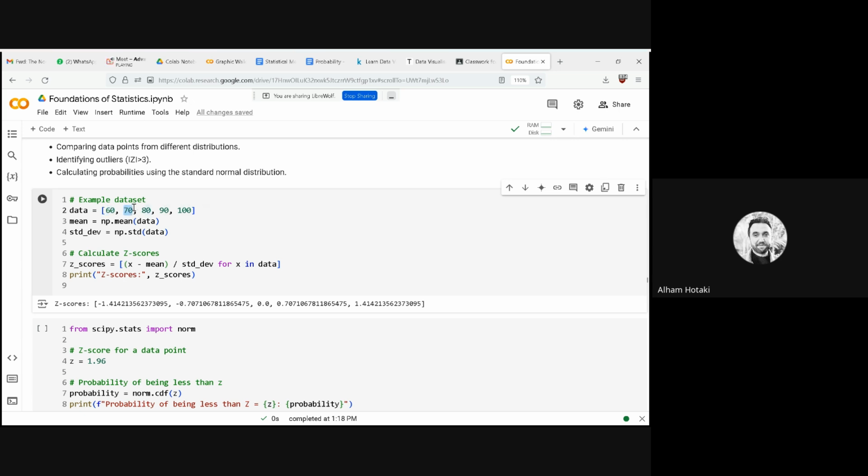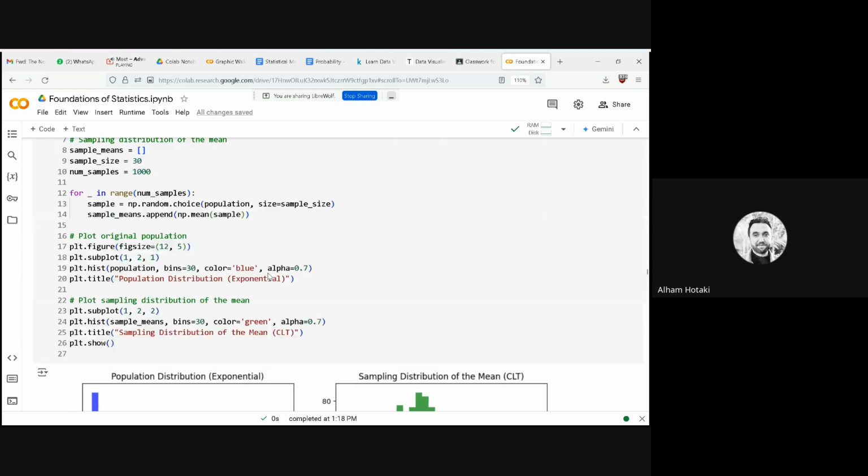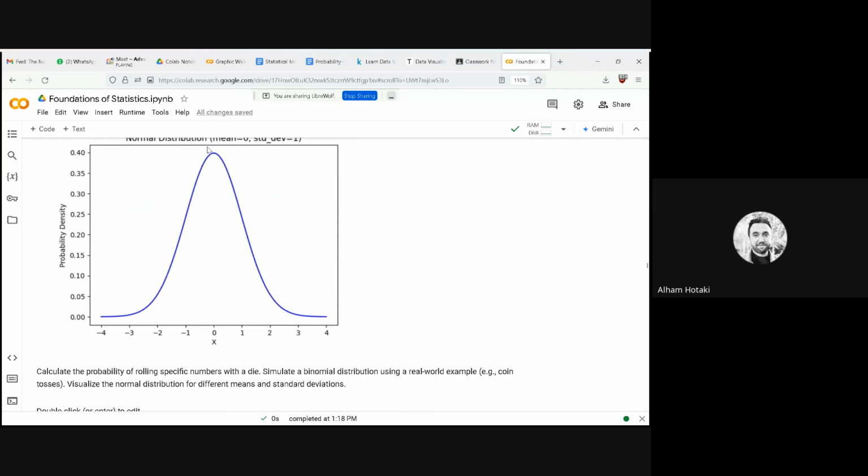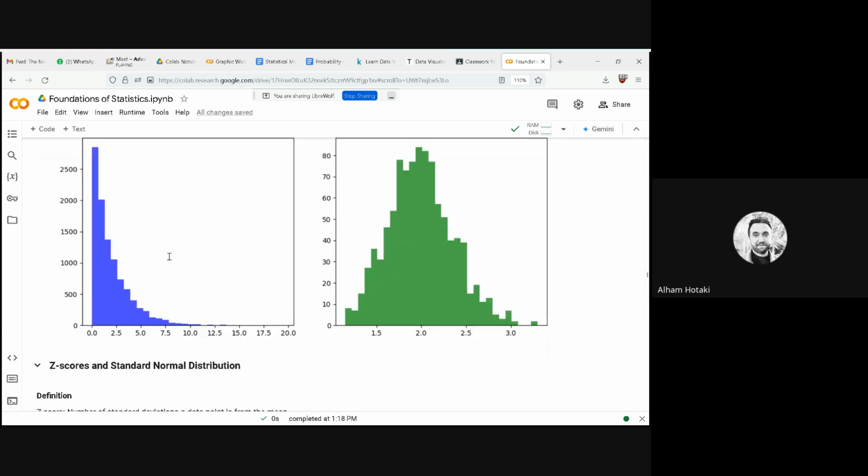x2, which is 70, is minus 0.7. The next one is actually 0. It means this one is actually the mean. It is closer to the mean, or actually it is the mean. And 90 is 0.7 and 100 is 1.4. So it is a type of equal normal distribution like this. See, there is the mean, and these data sets are like this.